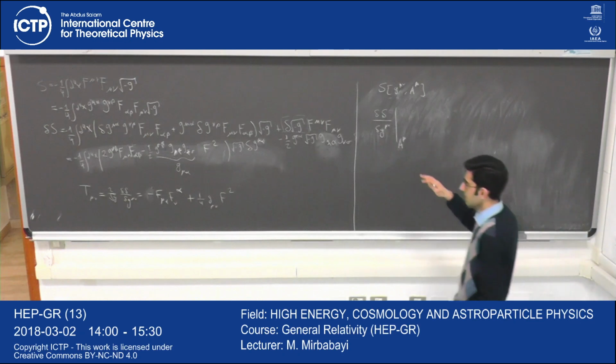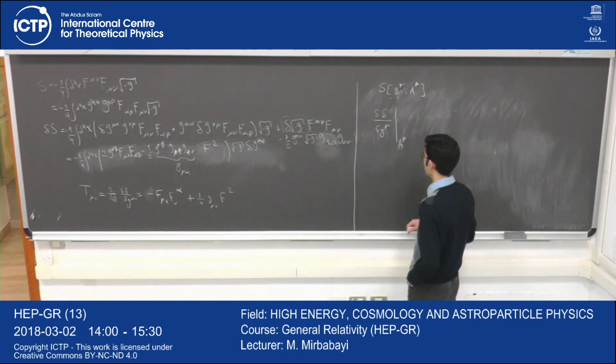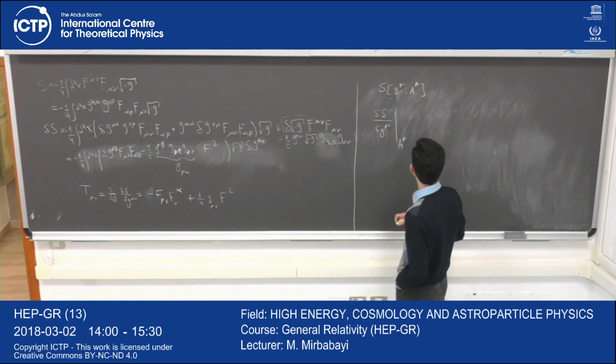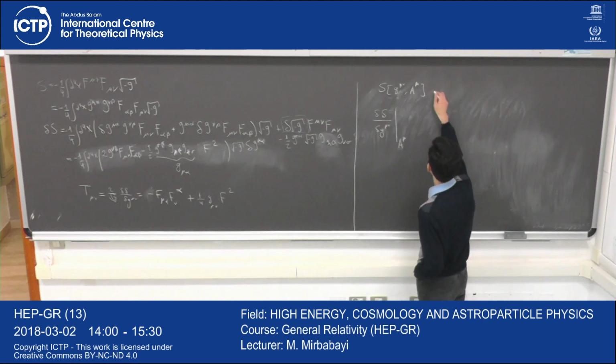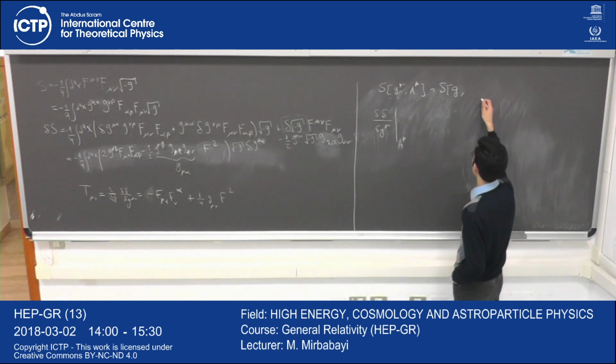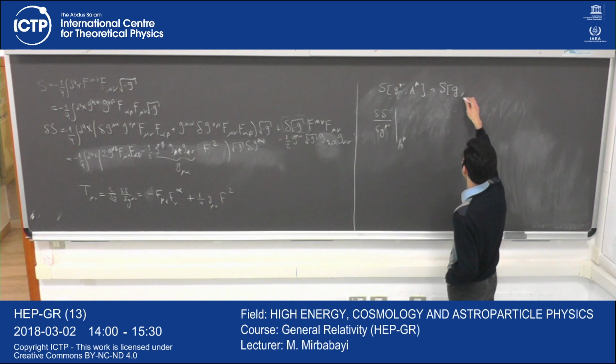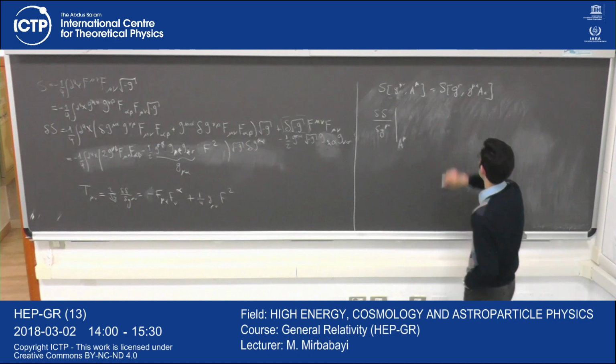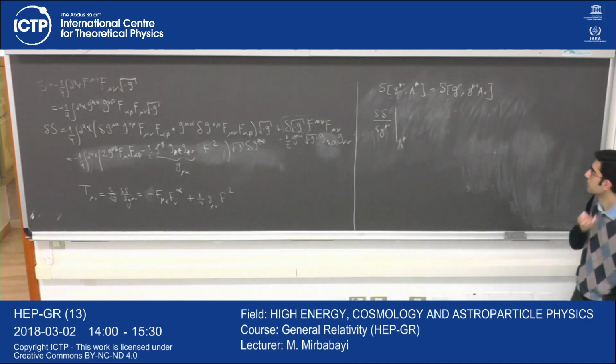We want to ask what is this, and then we multiply by that 2 over square root of g. So what can I do? I can do a trick. The trick is the following: S with upper index mu is S of the same g mu nu and g mu alpha A alpha.